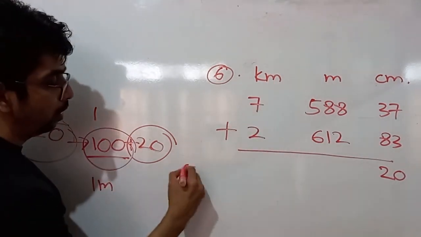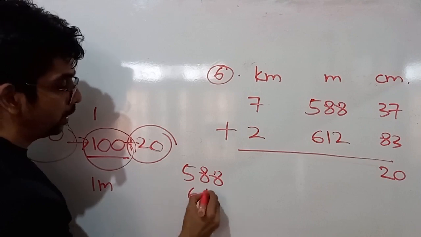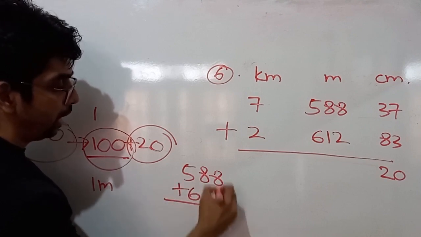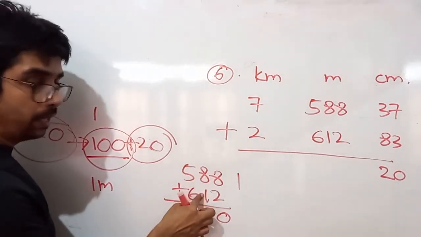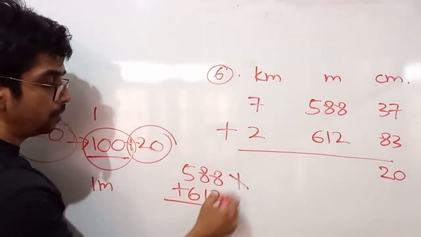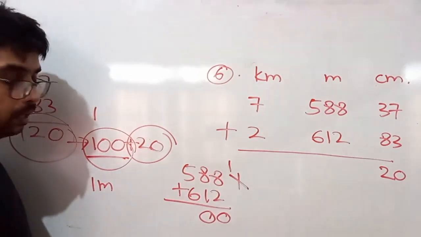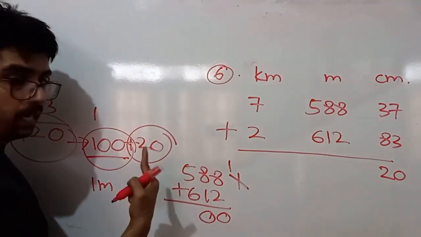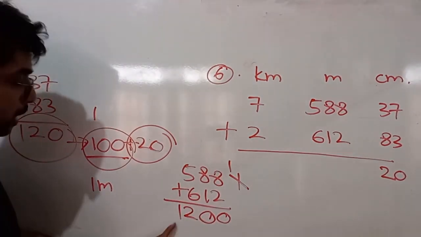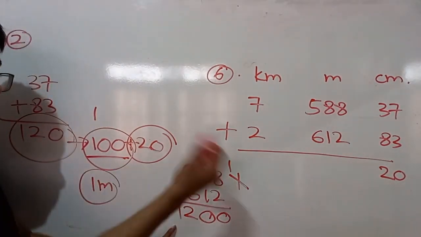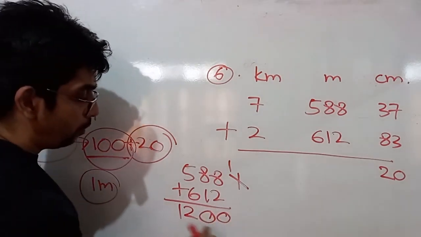Now here 588, 612. 8 plus 2, we know that's a 10. So there's a 1. 8 plus 1, that is 9. Add the 1, it becomes a 10. Again there's a 1. 5 plus 6, that is 11. Add the 1, it becomes 12. ඔන්න දැන් අමතක කරන්න එපා මෙතන එක එහා පැත්තෙන් ආව එක. So altogether we have what?